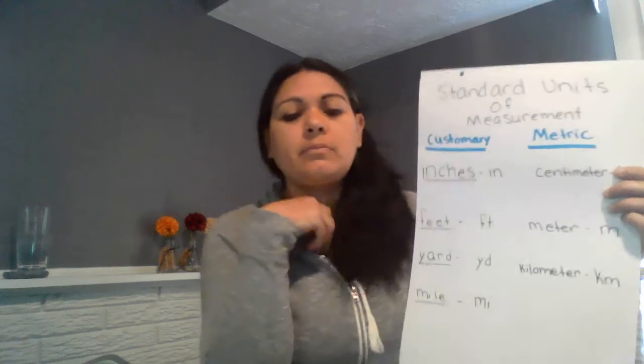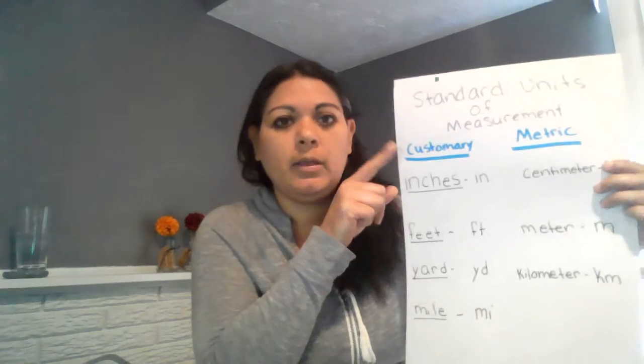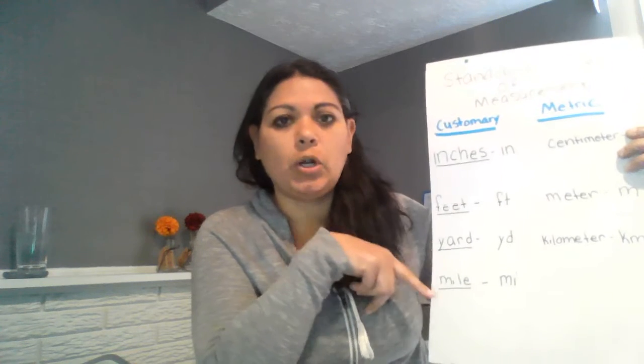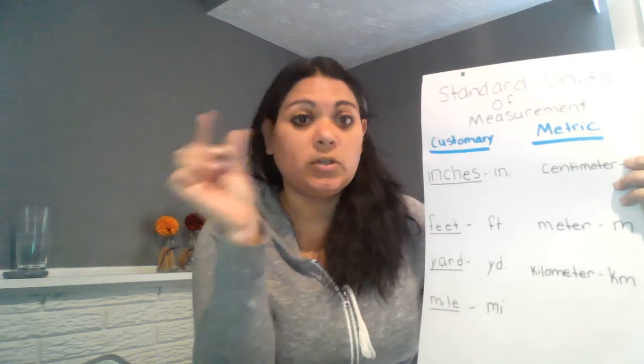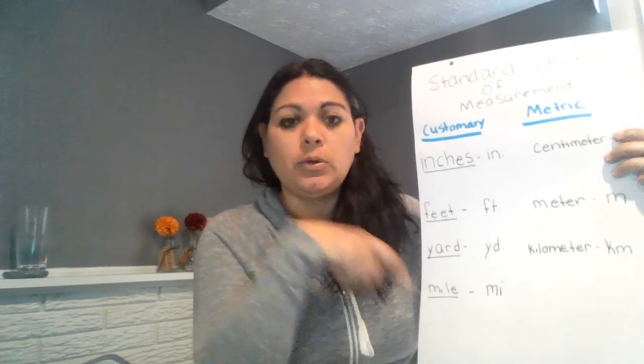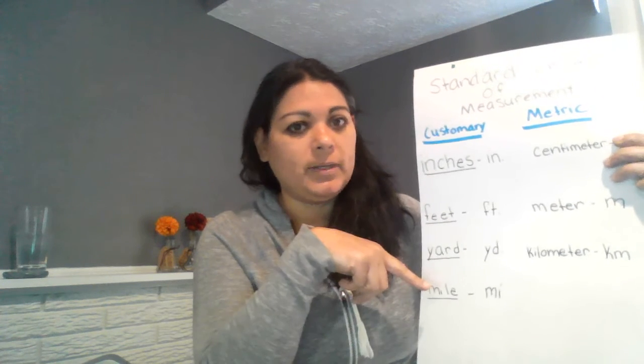Last week we talked about units of measurement. Measurement where we can find how long something is or how wide something is, how tall something is. So let's review. We learned our customary units are inches, feet, yard, and mile. If you remember, we started from the smallest unit of measurement and we went to the largest unit of measurement.